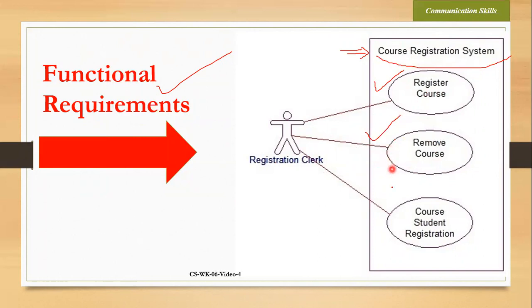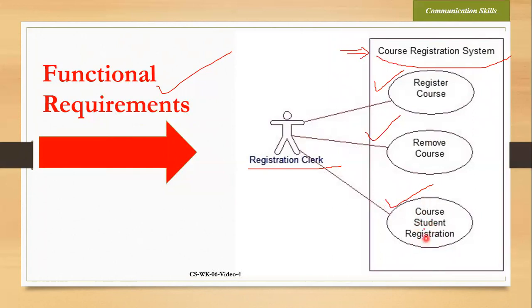So you have the option to remove the course, when our data entry operator is just like जैसे हमारे data set के point of view से है, they have the option to register the course, then they can remove the course, and then course student registration, then can register the course, right?